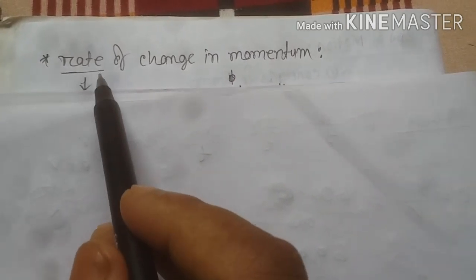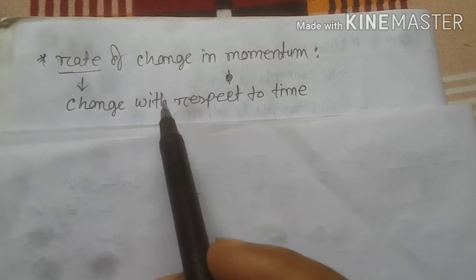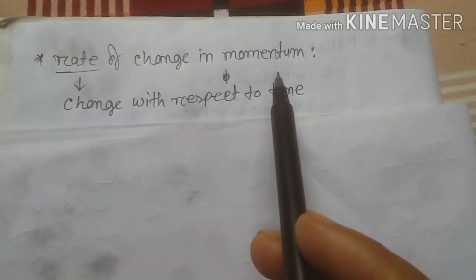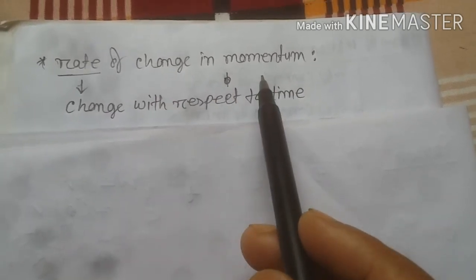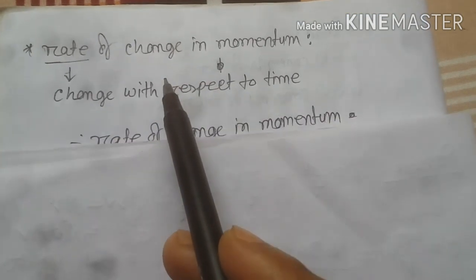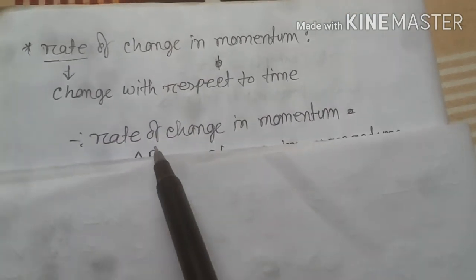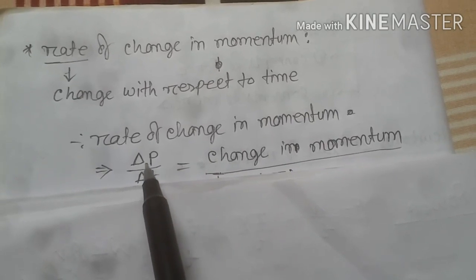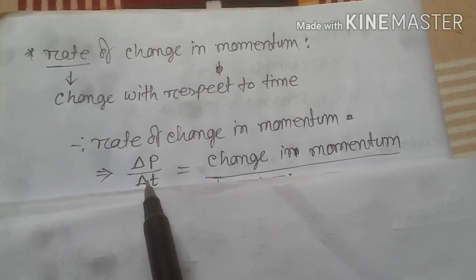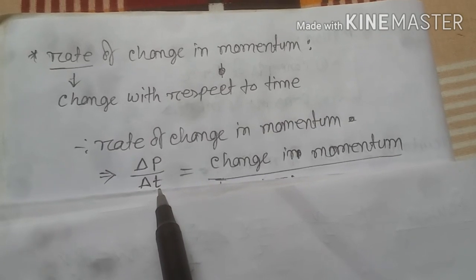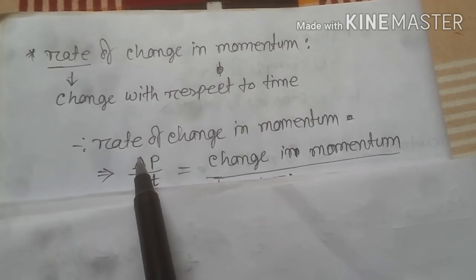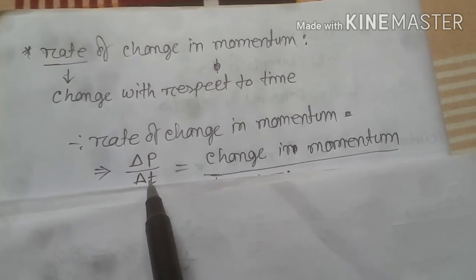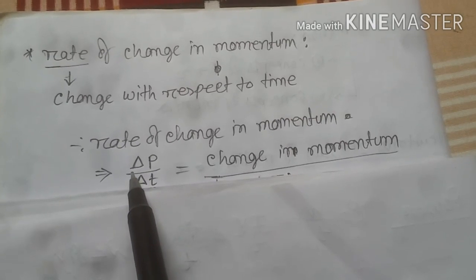This term rate means change with respect to time. So rate of change in momentum means change in momentum with respect to time. Here delta p is defined as the change in momentum, and change in momentum with respect to time means divide by time. So this term delta p by delta t is called the change in momentum with respect to time.